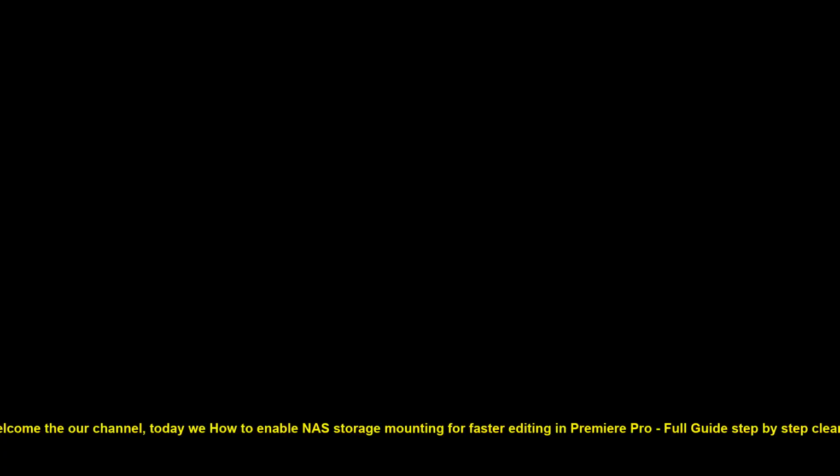To enable NAS storage mounting for faster editing in Premiere Pro, step by step, begin by ensuring your network attached storage device is correctly set up and accessible. Connect your computer to the same network as your NAS. Next, locate the IP address of your NAS device by checking its settings or using a network scanning tool.